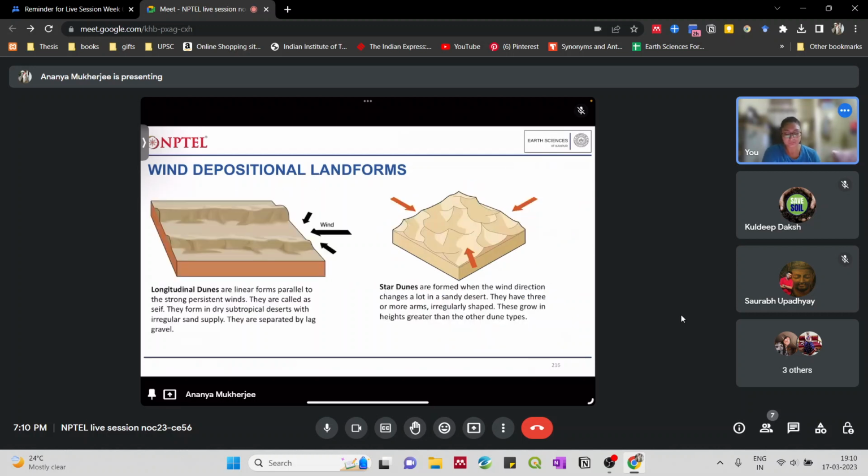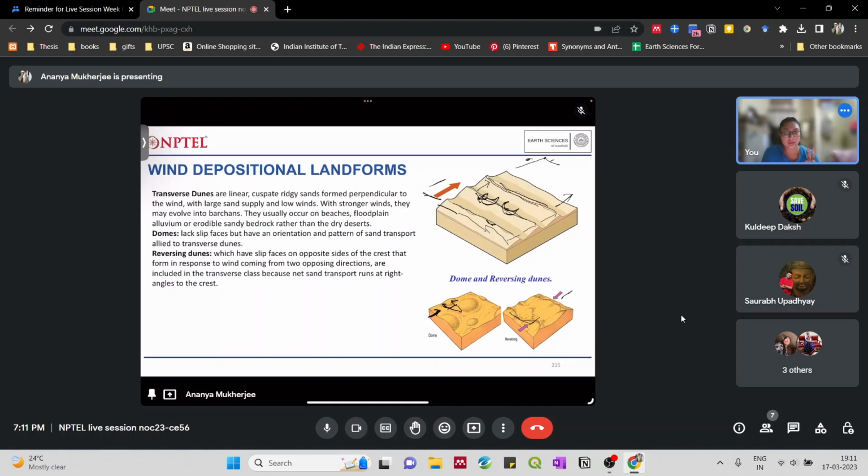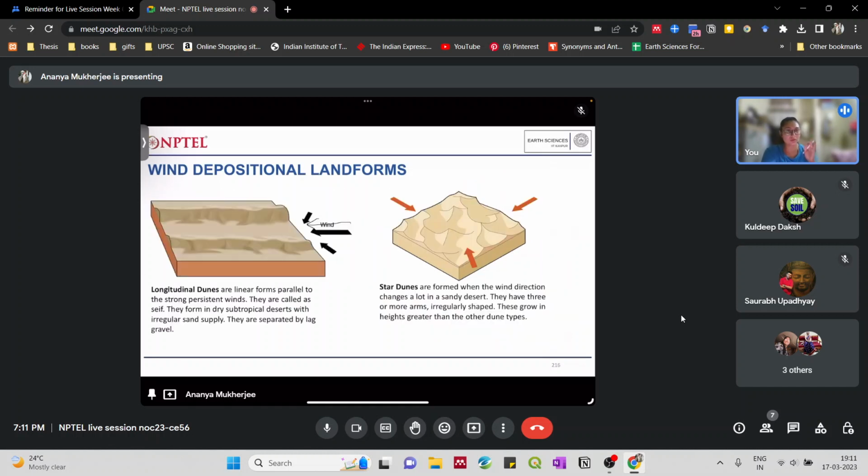Now we come to the longitudinal dunes. You can see over here that these are also linear forms, and they are parallel to strong persistent winds. Your wind direction is like this, and you see the crest is in the direction of the wind. In transverse you saw that the crest is perpendicular to the wind direction. So this is the difference between the transverse and the longitudinal dunes. I hope, Kuldeep, this clears your doubt.